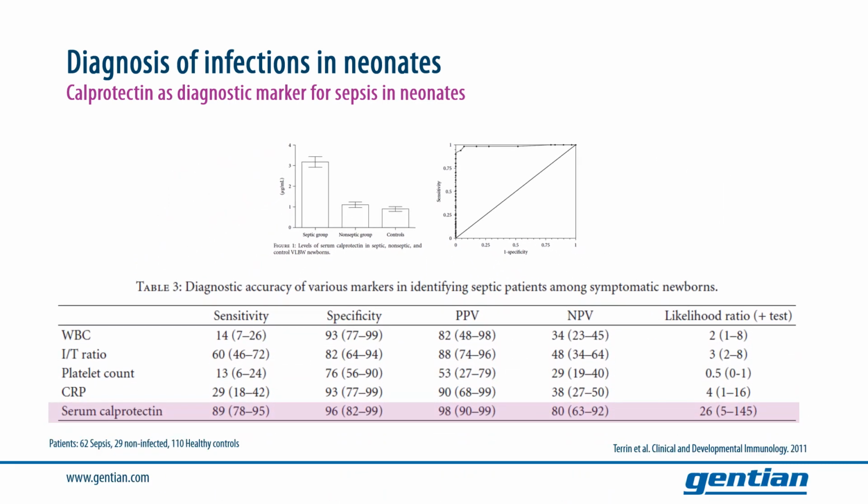And the diagnostic accuracy of serum calprotectin was also reported to be greater than that of the traditional markers of sepsis, with a sensitivity of 89% and a specificity of 96%. So in conclusion, serum calprotectin is an accurate marker of sepsis also in newborns.